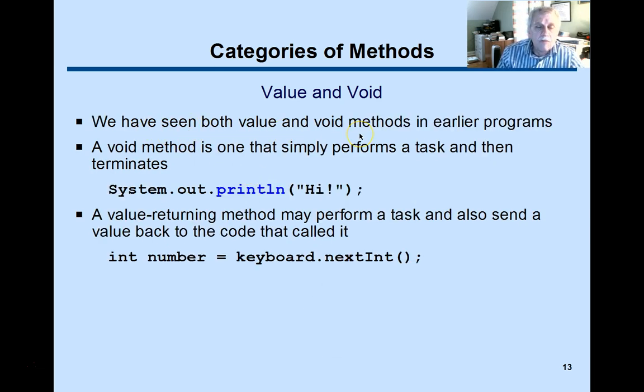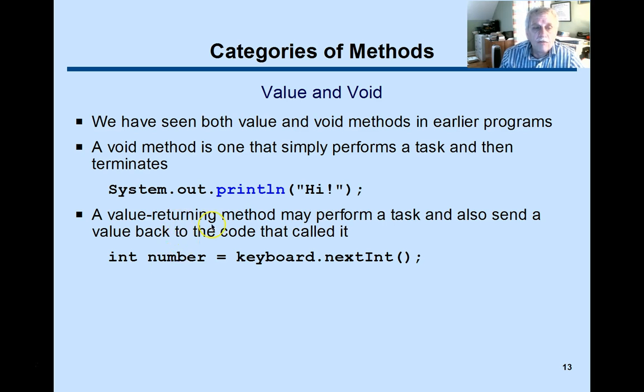Okay, so we've seen value and void methods in earlier programs that we've examined. Here's an example of a void method that simply performs some task but doesn't communicate any value back to the invoker. System out, and then we invoke printline. Printline is passed an argument, in this case the string hi, and it takes that value, submits it to the console, in this case for display, and then it terminates execution, but doesn't communicate any value back to us.